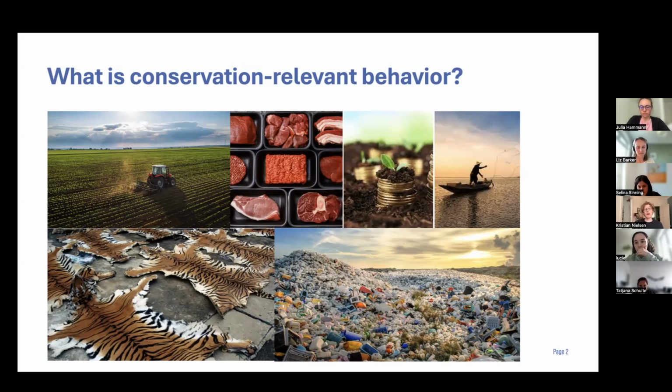Behavior also applies to farmers, for example. Not only what crops they are growing, but also what fertilizers, if any, and what pesticides they apply to produce what they grow. On the consumer side, what meat products, if any, are we consuming? We also have travel and transportation, where we can influence biodiversity, typically in a negative way.